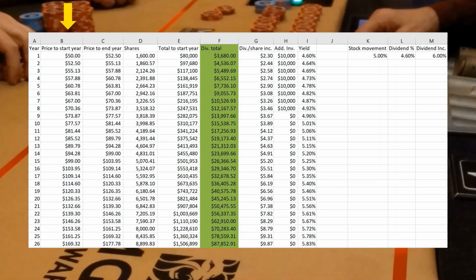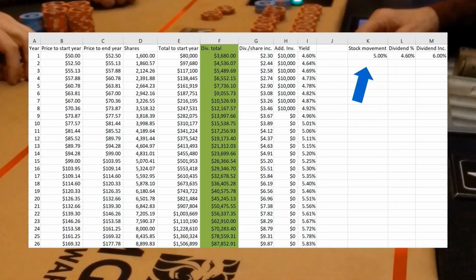So just pretend you bought one stock, you put all your money into it, and at the start of year one it was 50 bucks. Then how much money are you putting in? In this example, I have $80,000. Which means at $50 per share, I was able to buy 1,600 shares. Then we're going to move over to the right.